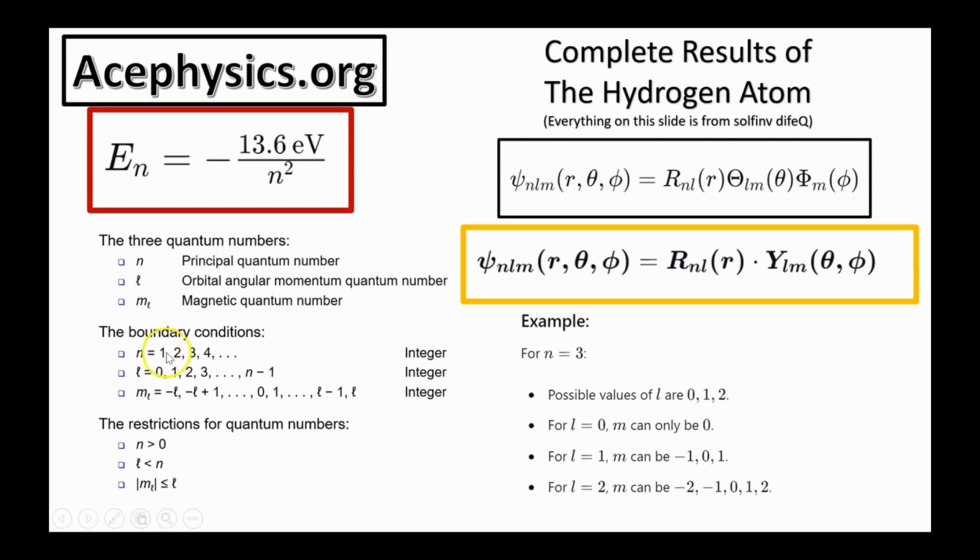n takes on values from 1 up to infinity. L takes on values from 0 to n minus 1, and m sub L takes on values from negative L to plus L. These numbers come from solving the three-dimensional differential equation. The boundary conditions determine the values that the quantum numbers can take on; they come from the math. If you want to know more about this, please see my previous videos in this playlist.